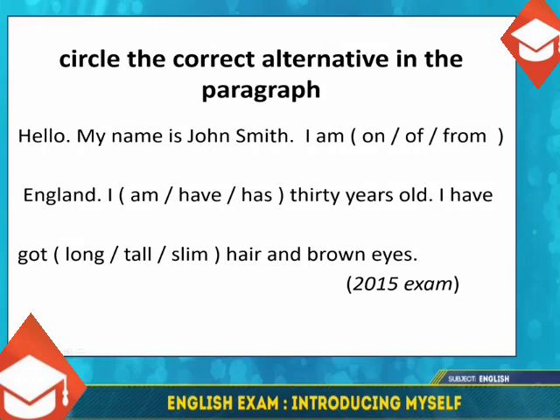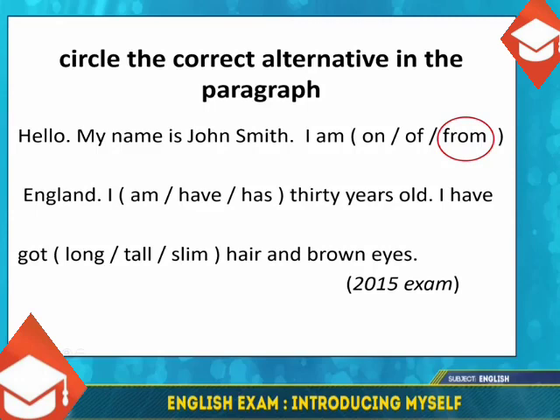Moving on now to the second task, you have to circle the correct word in the paragraph. Let's read the paragraph. Hello, my name is John Smith. I am on, of, from England. Which word should we circle in your opinion? That's right. I am from England.